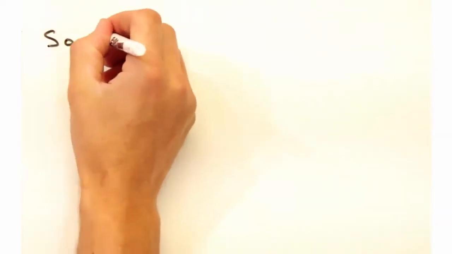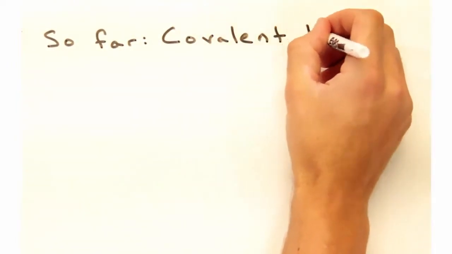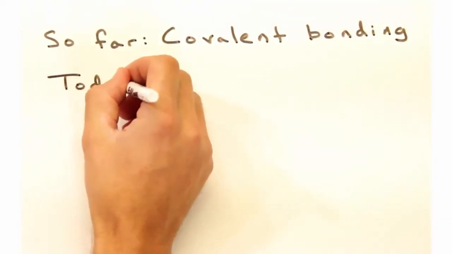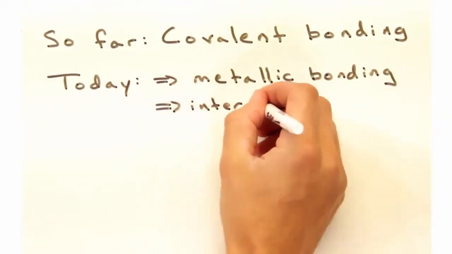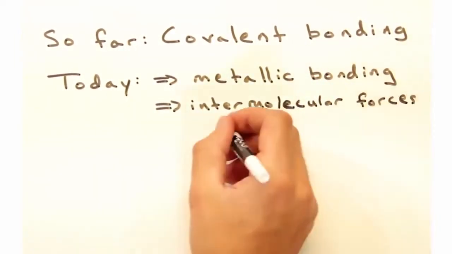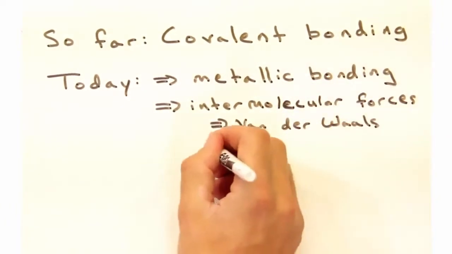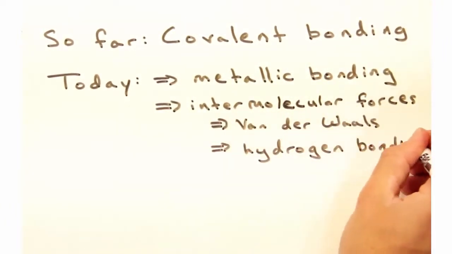So far, Nicole, you and I have explored covalent bonding, but there are of course other types of bonds that exist. Today we're going to introduce two general categories of bonding, the first being metallic bonds, and the second, intermolecular forces such as van der Waals and hydrogen bonding, and look at what drives these interactions.